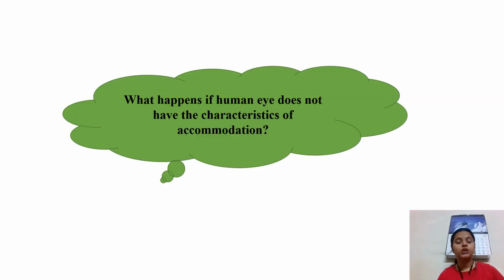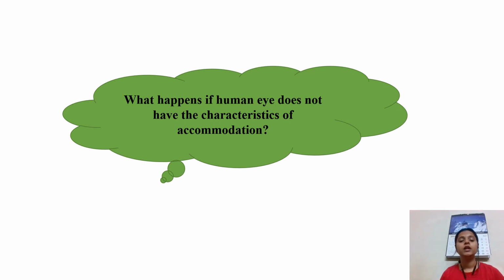Now we have another question. What happens if the human eye does not have the characteristic of accommodation? If we do not have this characteristic, we will not be able to see the farthest object clearly, nor the nearer object. We will not be able to adjust our focal length so that the image we want to see is visible to us very clearly. That is why power of accommodation is a characteristic of the human eye, and it is very much required for us.